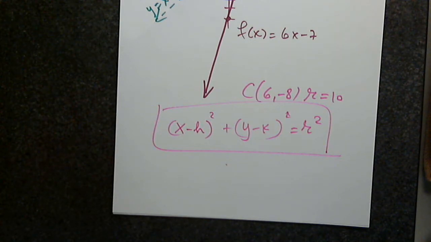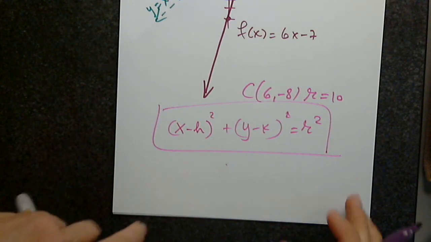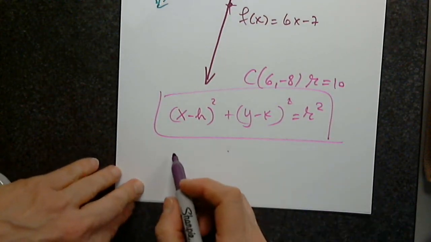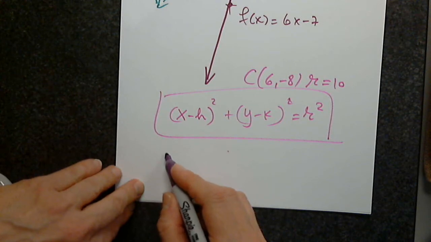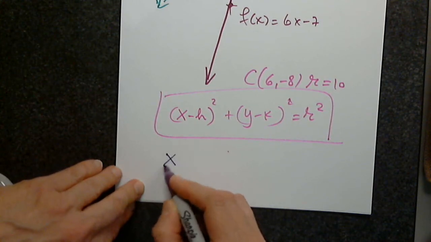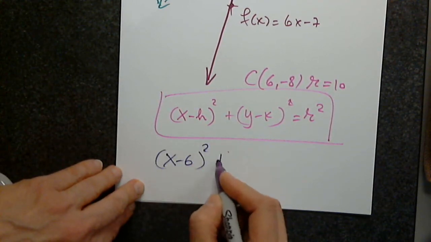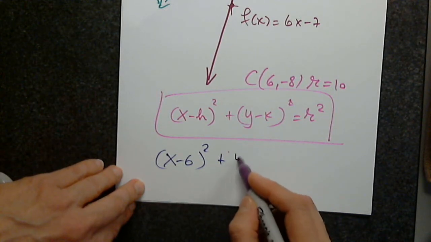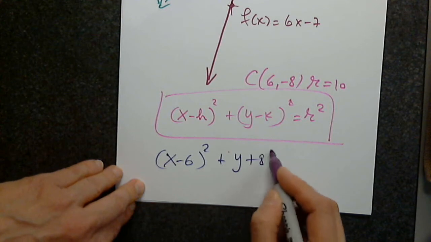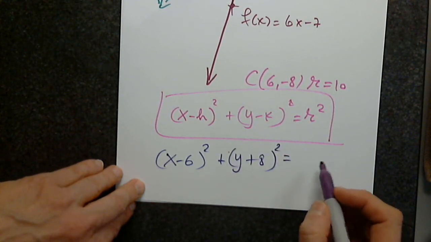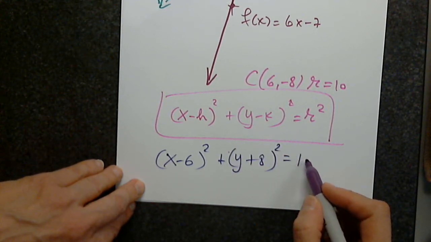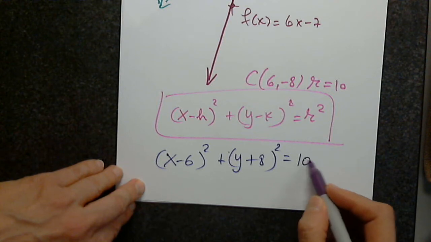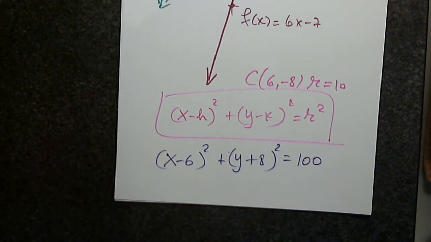Okay, so then, can anyone dictate? It'd be x minus 6, everything squared, plus y plus 8, everything squared. Very good. Equals 10 squared, which is 100. Excellent.